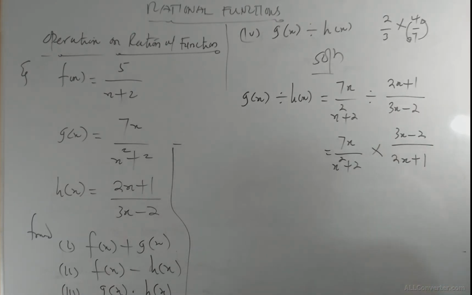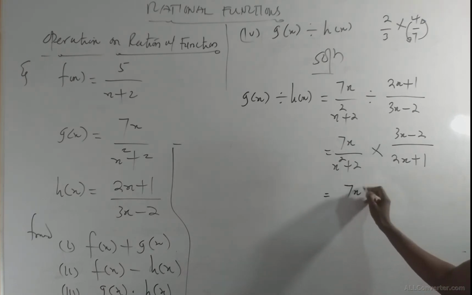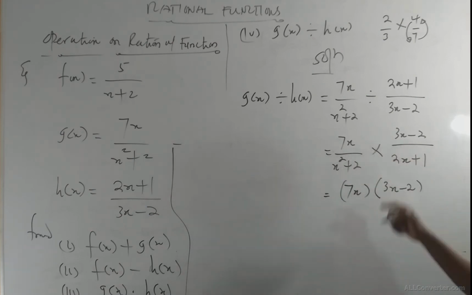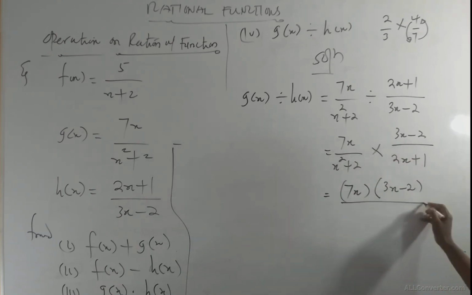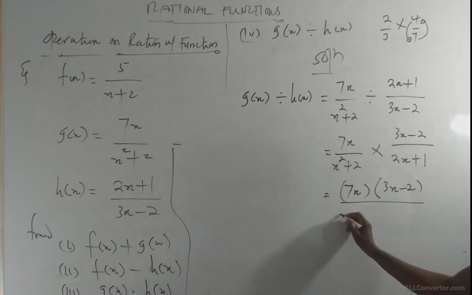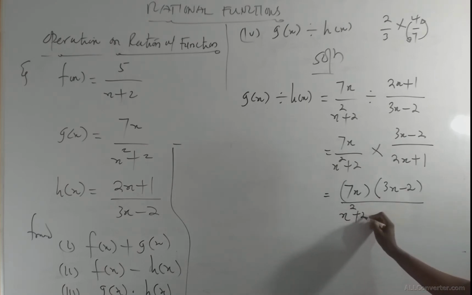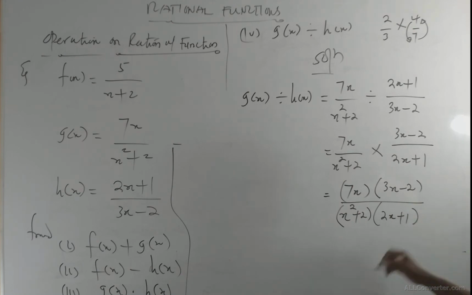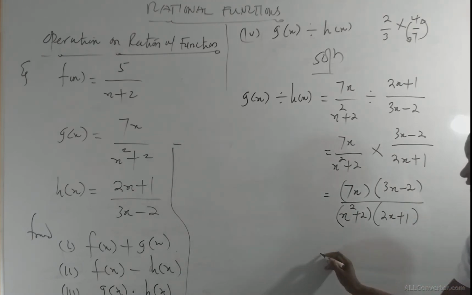Then we simplify. So when we do that, we are back to the multiplication of rational functions. And we know that with the multiplication, we multiply the numerators. That is 7x by 3x minus 2. Make sure you keep them in brackets so that it will not affect the answer. Then we also multiply x squared plus 2 by 2x plus 1. So this one is also multiplication, and you can simplify that.